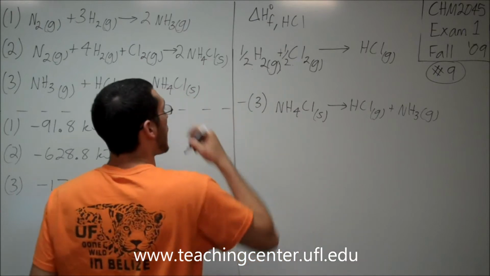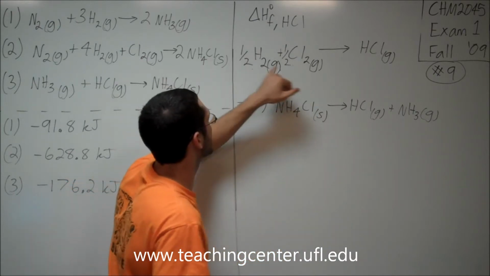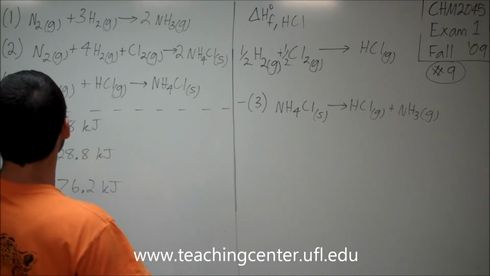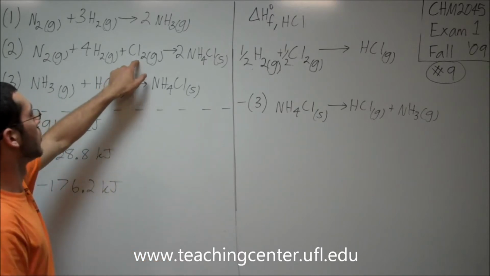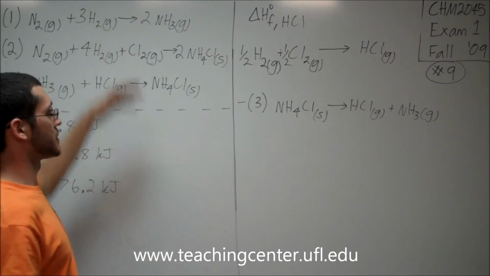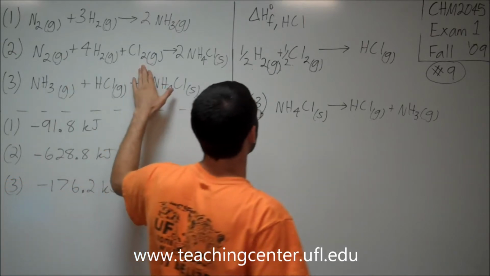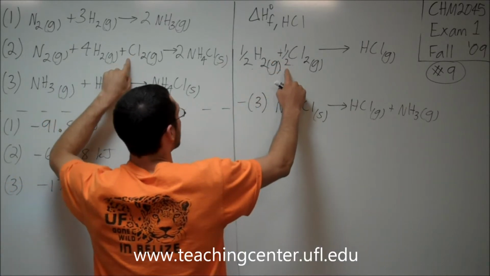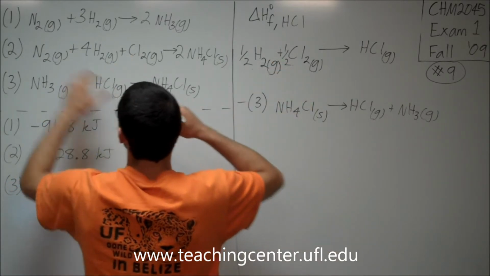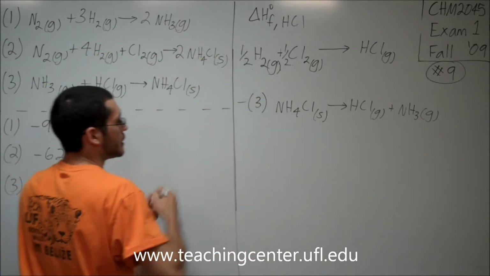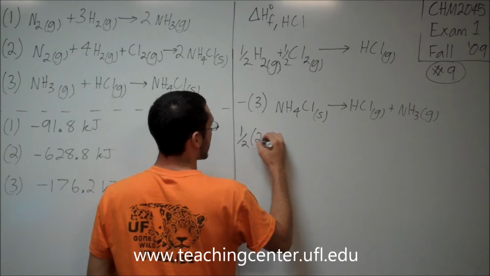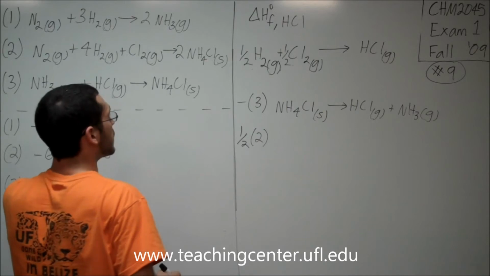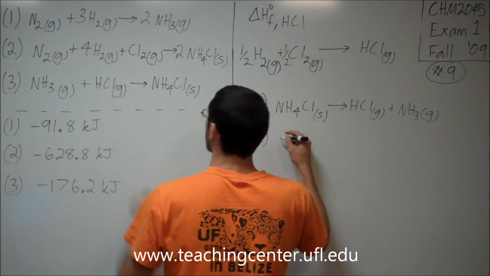Good. Now, does Cl2 or H2 appear only once out of all the equations? I see that Cl2 only appears once, and here it's to the left of the reaction arrow, but it has a 1 coefficient. I need it to have a half coefficient. So I'm going to take equation 2 and cut everything in half, so that this source of Cl2 matches this Cl2. There I go, I'm going to cut it all in half.